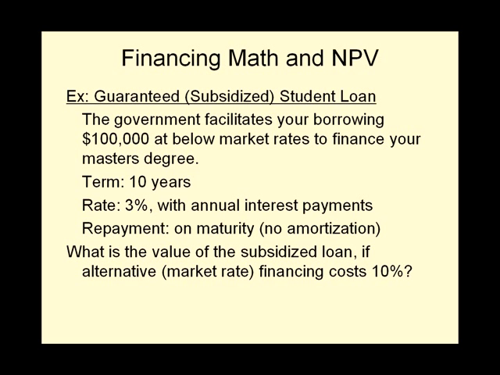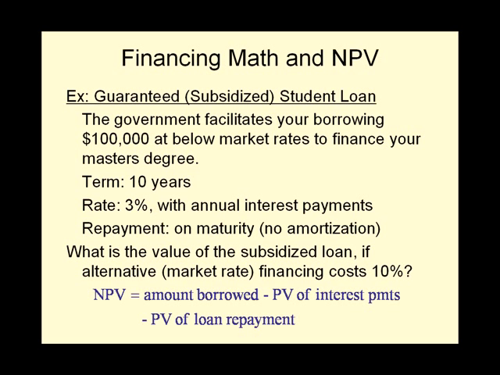To determine the value of the subsidized loan, we calculate the net present value, which in this case is determined by taking the amount borrowed in time 0, determining the present value of interest payments out over the 10 years of the term of the loan, and determining the present value of the loan repayment at year 10.